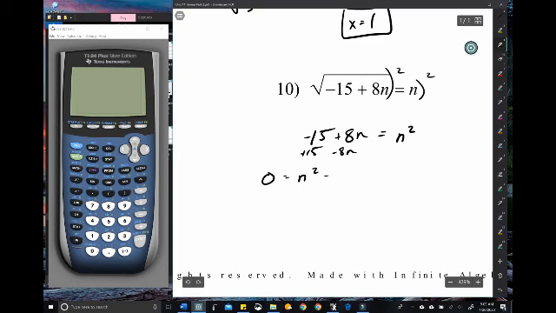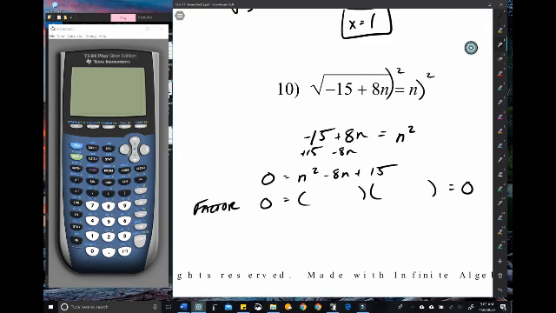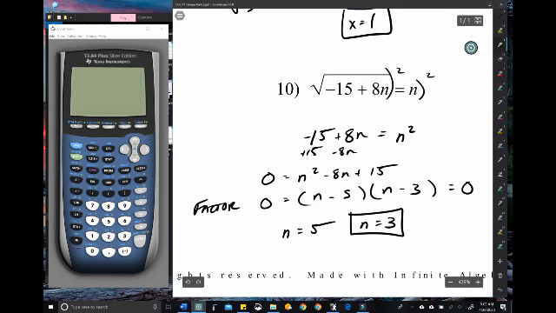So n squared minus 8n plus 15. Factor. Factors of 15 that add to negative 8. Both negatives, so that would be a negative 5 and a negative 3. And then n equals 5 and n equals 3. They both work in this case.